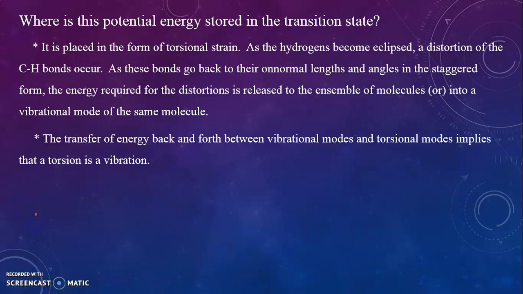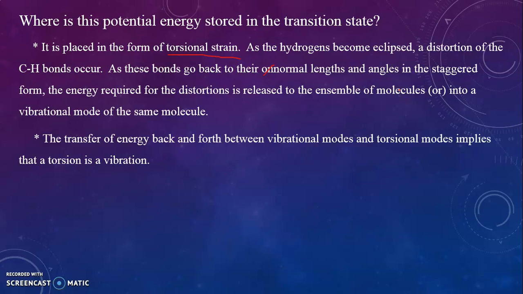It is actually stored in the form of torsional strain, right? As the hydrogens become eclipsed, a distortion of the C-H bond occurs. As these bonds go back to their normal length and angles in the staggered form, the energy required for the distortion is released to the ensemble of molecules. See, when the molecule moves from eclipsed conformation to staggered conformation, the excess potential energy has to be released.